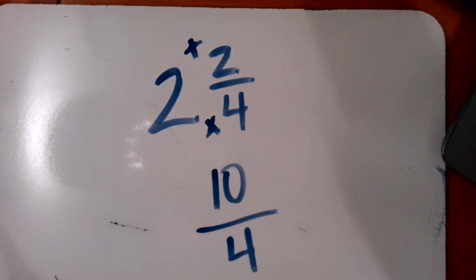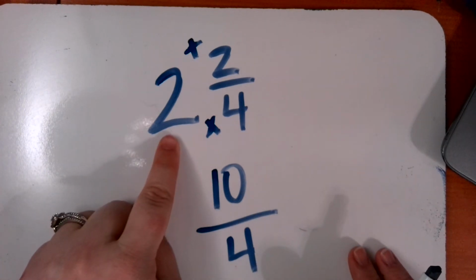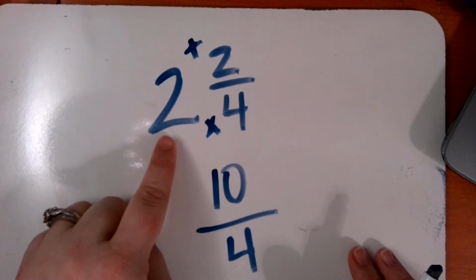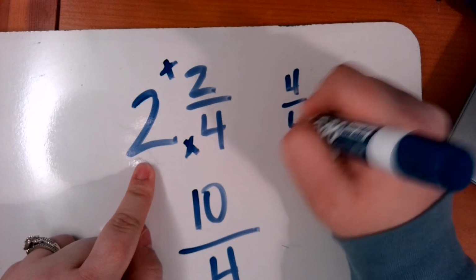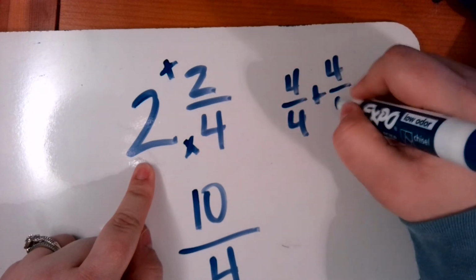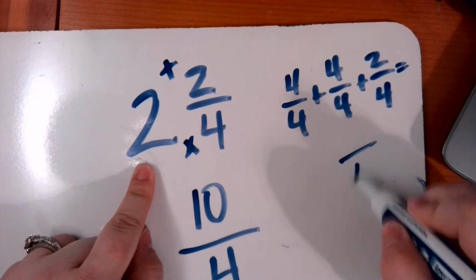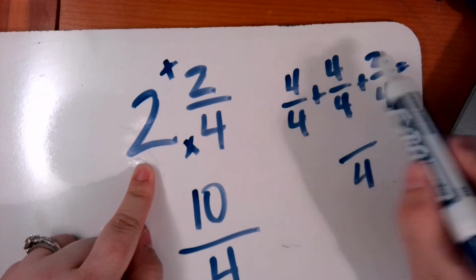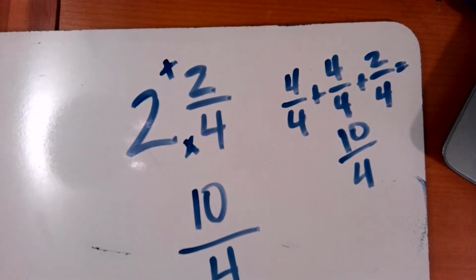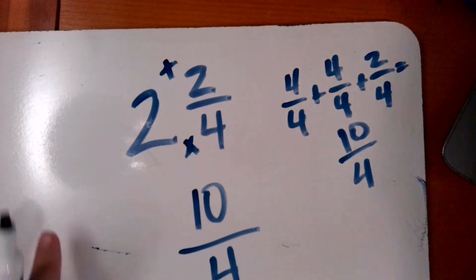Okay? You also know a whole in fourths is 4/4, so there's 2 wholes, which will be 4/4 plus 4/4. And then you have a 2/4, so when you add that up, my denominator stays a 4. 4 plus 4 is 8, plus 2 is 10. That's the long way of doing it. This is the shortcut.